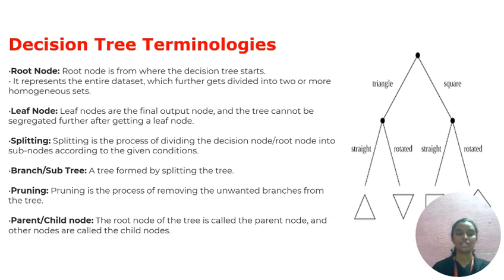Then the parent and the child nodes. The root node of the tree is called the parent node, and the other nodes are called the child nodes.